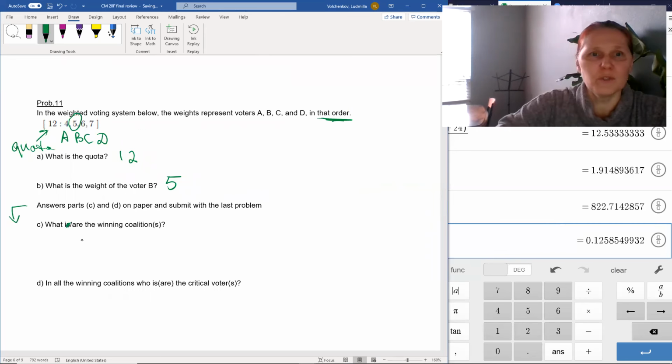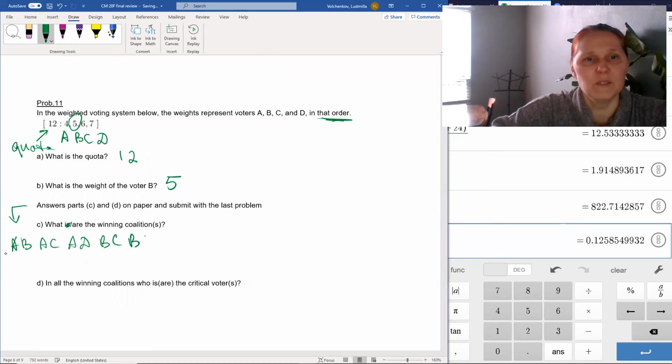So we have 4 voters. We have 1 member, 2 member, 3 member, and 4 member coalitions. So 1 member are not winning coalitions, but 2, 3, and 4 member coalitions can be winning. Let us start with 2 members. So let us first list them all so that we don't forget any of the voters. So A, B, A, C, A, D. Then starting with B, B, C, B, D, and C, D.